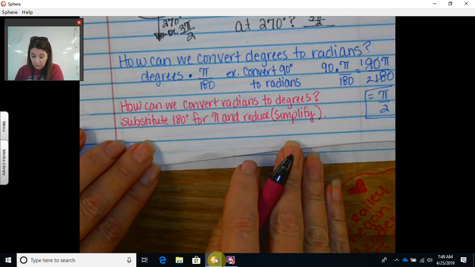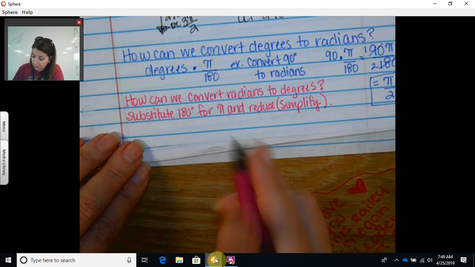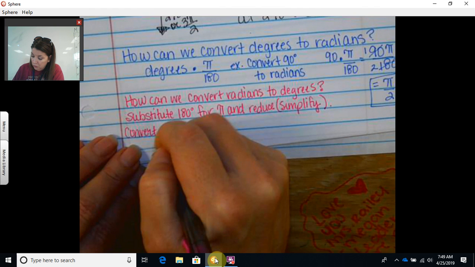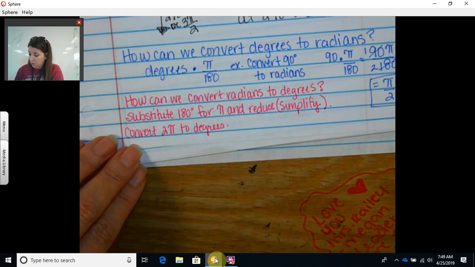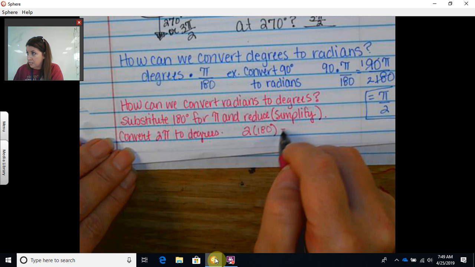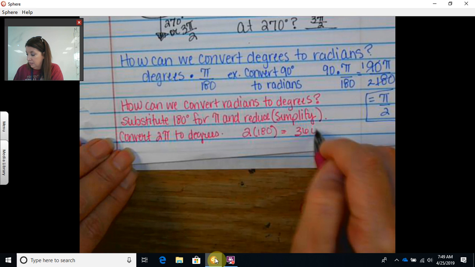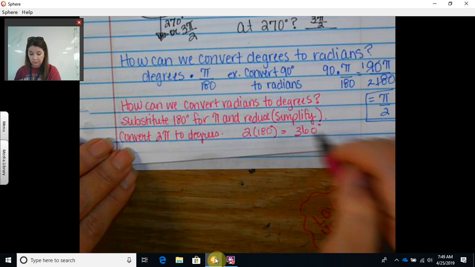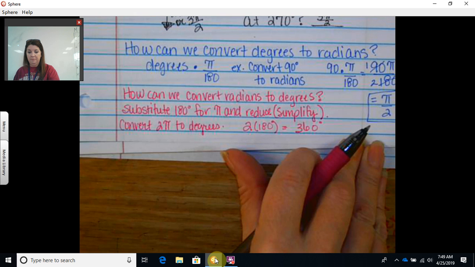So how many degrees is 2 pi? We'll convert 2 pi to degrees. So like I just said, you have 2, instead of pi, we'll substitute 180 degrees, and that would give us 360 degrees. Easy as that.